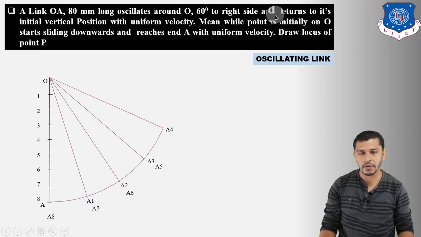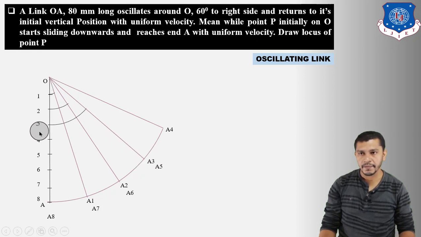Now we have to find out the locus of point P. For that, first of all, take center at O, radius equal to O to 1, and give an arc on OA1. Now again taking center at O, radius equal to O to 2, give an arc on the line OA2. Put your compass on O, which is our center, radius equal to O to 3, give an arc on the line OA3. Now having radius O to 4, give an arc on the line OA4.